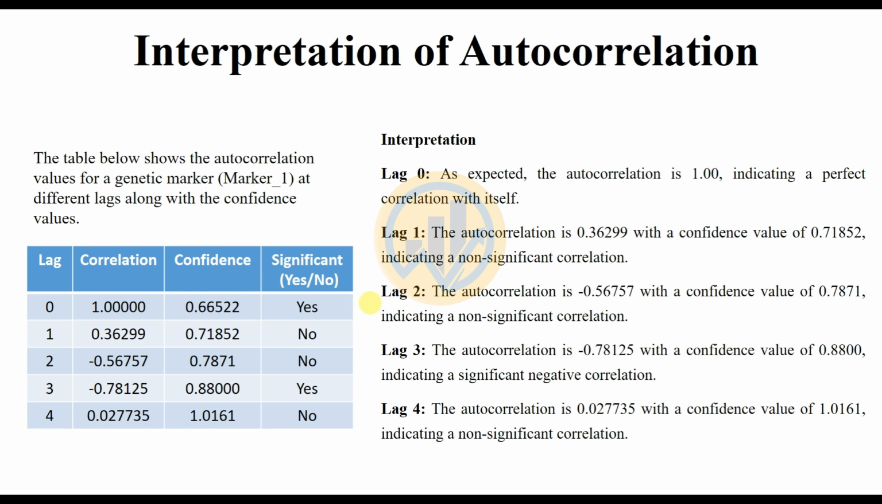At lag 1, the autocorrelation is 0.3629 with a confidence value of 0.72, indicating a non-significant correlation. At lag 2, the autocorrelation is minus 0.57 with a confidence value of 0.79, indicating a non-significant correlation. At lag 3, the autocorrelation is minus 0.78 with a confidence value of 0.88, indicating a significant negative correlation at lag 3.